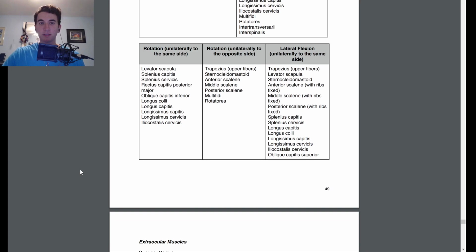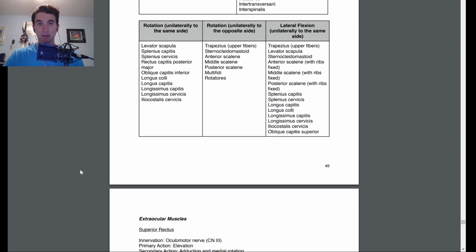And then lateral flexion unilaterally to the same side. The trapezius, upper fibers, the levator scapulae, sternocleidomastoid, anterior scalene with ribs fixed, middle scalene with ribs fixed, posterior scalene with ribs fixed, splenius capitis, splenius cervicis, longus capitis, longus colli, longissimus capitis, longissimus cervicis, iliocostalis cervicis, obliquus capitis superior.